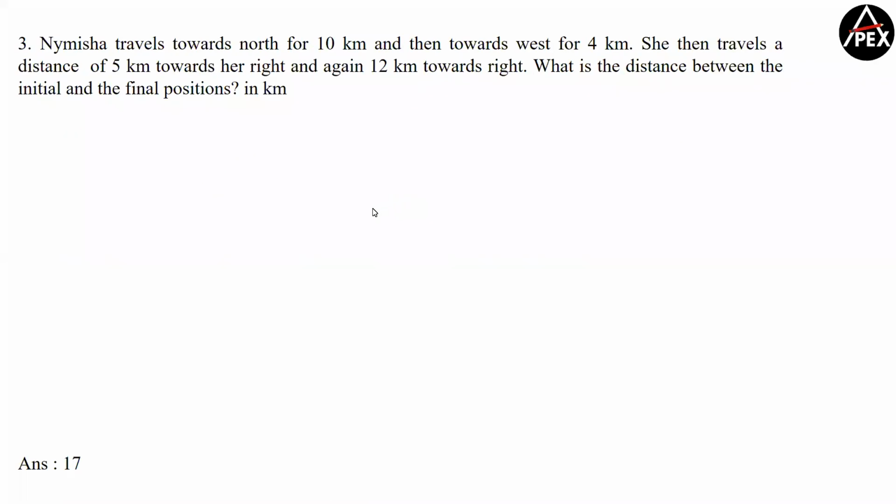Naimisha travels towards north for 10 kilometers, then towards west for 4 kilometers. She then travels a distance of 5 kilometers towards her right and again 12 kilometers towards right. What is the distance between initial position and the final position?